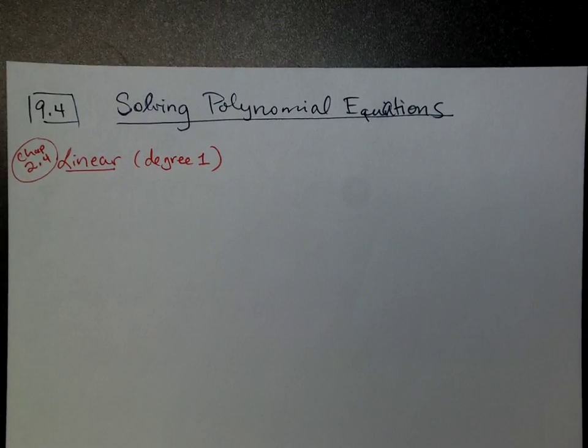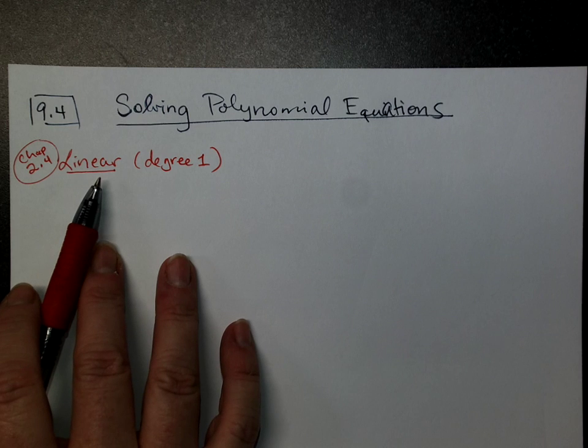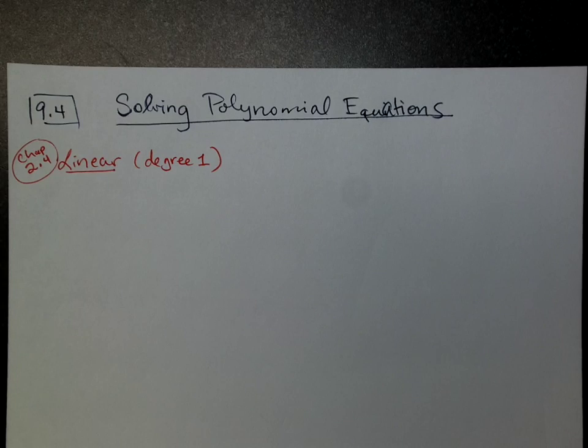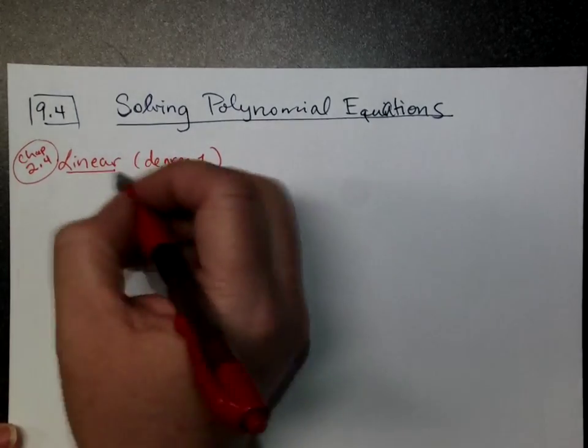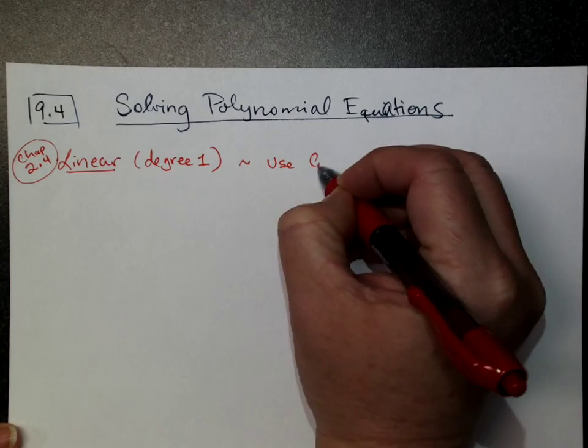Remember, the highest exponent tells you the degree. Linear equations, remember, we weren't working with exponents. Just like 3x plus 5 equals 7. Solve for x. Use your general strategy, kill fractions and decimals, get rid of parentheses, use your addition and multiplication properties to get x alone on one side and a number on the other. Boom, you got your solution. Okay? So the linear is degree 1. Now we already know that's from Chapter 2.4, and we use our general strategy.